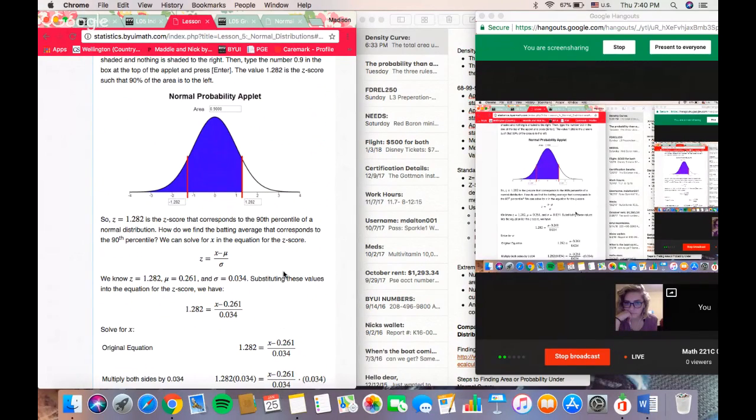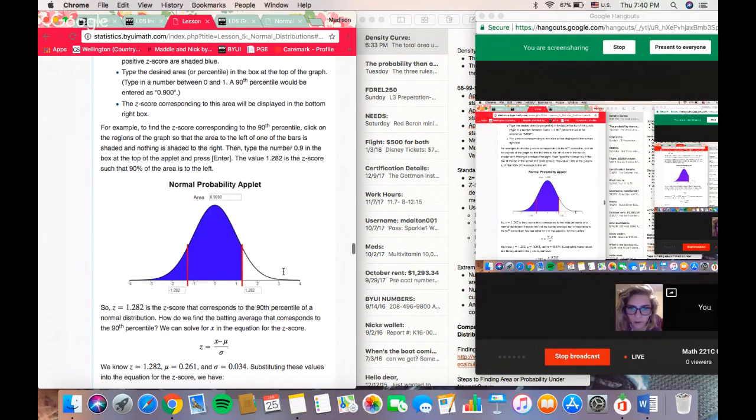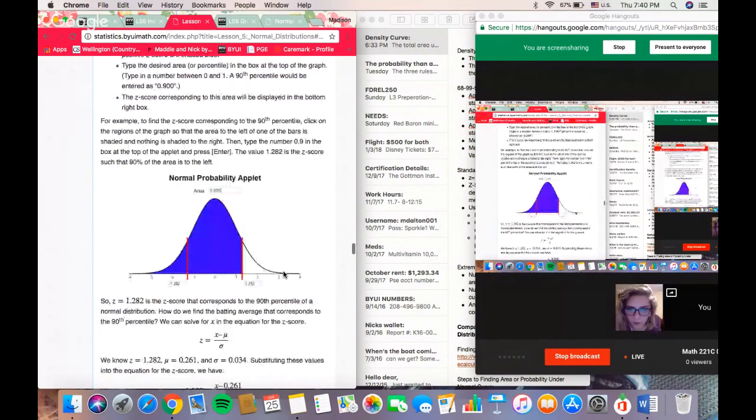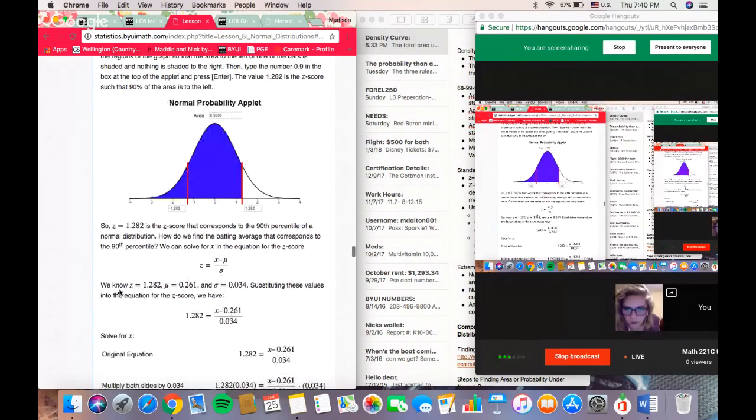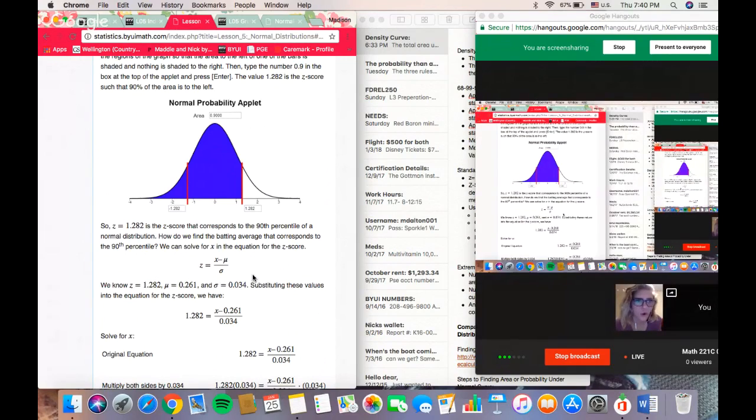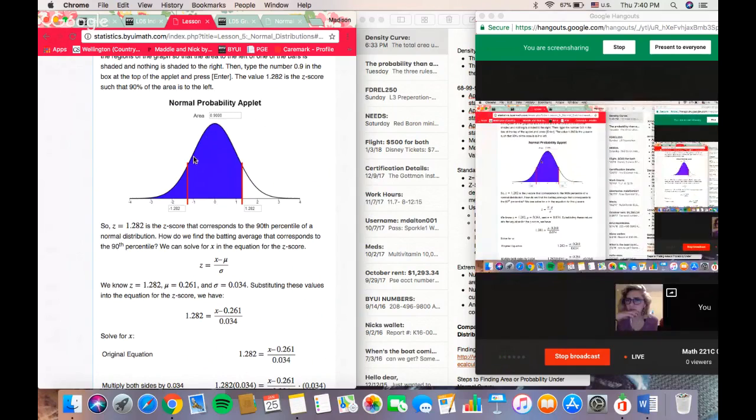We know that z, how do they know that the mean is 0.261? Because it says the mean right there. And it says we know z equals 1.282. Oh, and then it gives you the mean value. Yeah, but how do we know the mean value? What if the mean is the area? You know how it's the 35th percentile? Or is that not?